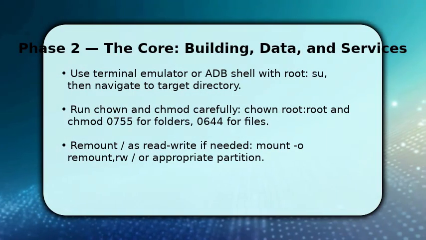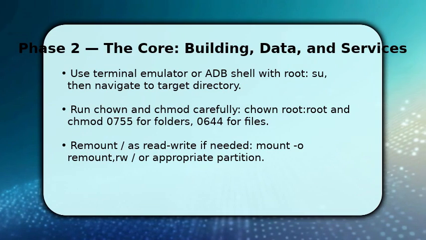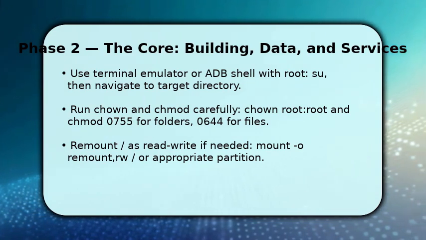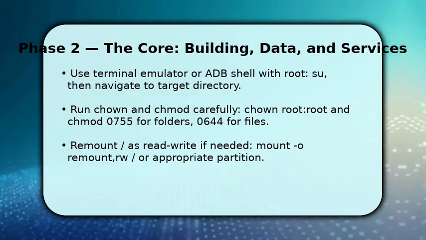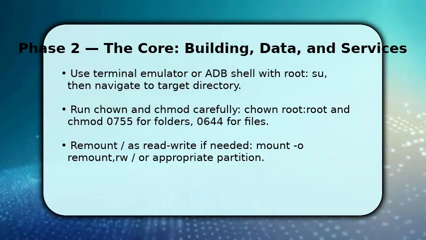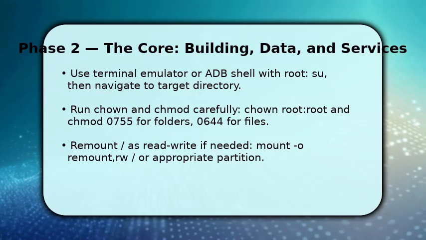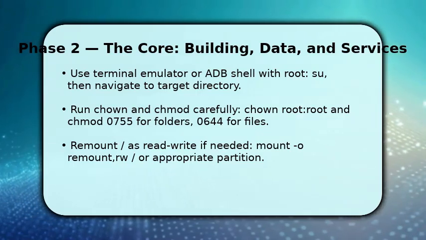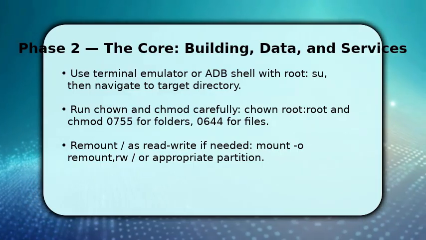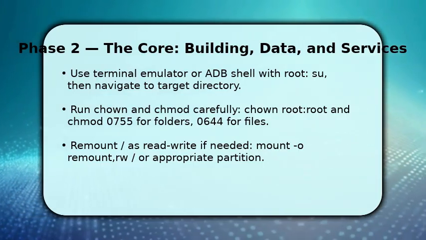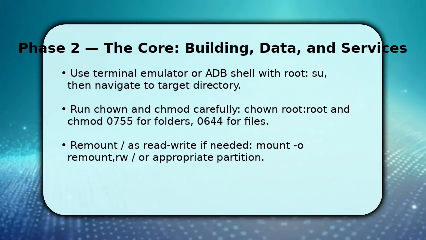You now change ownership and permissions so Zarchiver can access archives. Open a root shell via ADB or terminal emulator. Navigate to the folder. Run chown to set correct owner, for example chown root on system files, and use chmod 0755 for directories and 0644 for regular files so the app can list and open them.